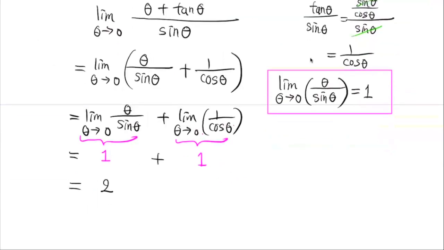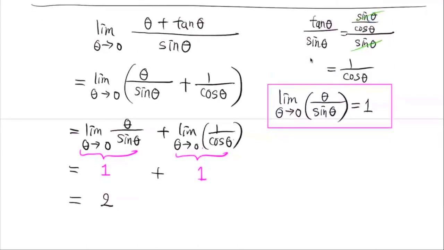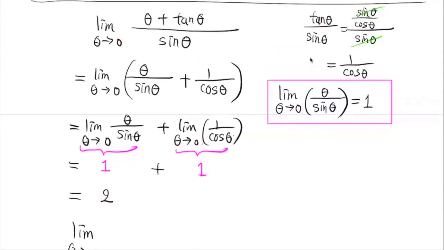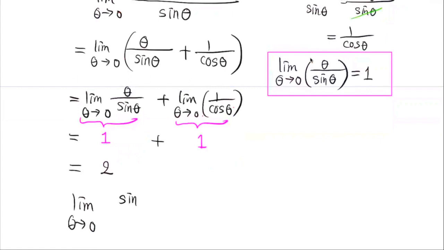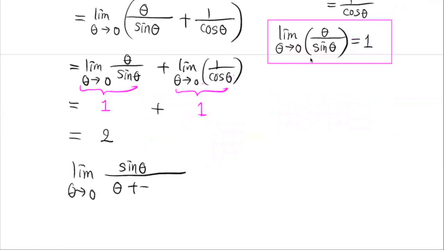But this is not the answer we have. The one we take the limit of is the reciprocal, right? If the reciprocal goes to 2, what about this itself? So you just take the reciprocal of it, right? Yes. So you got it. Good job. So therefore, let me write it down. Sine theta over theta plus tangent theta, that will be 1 over 2. So that's the answer there.